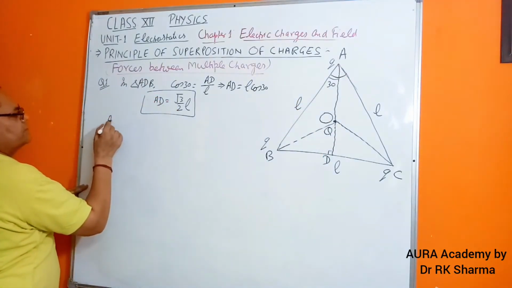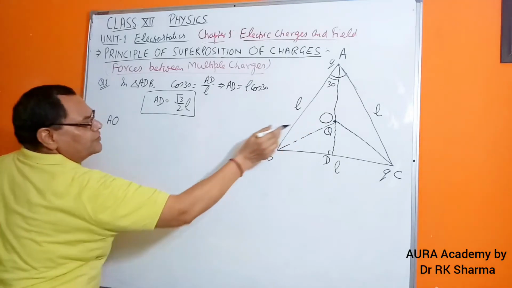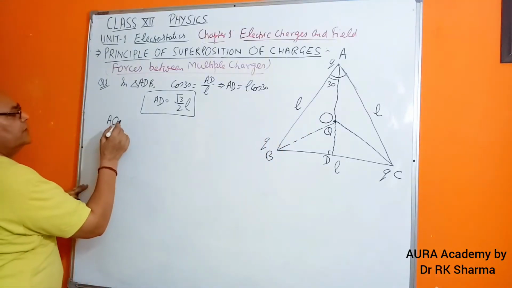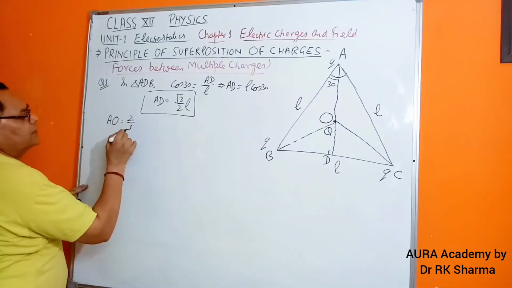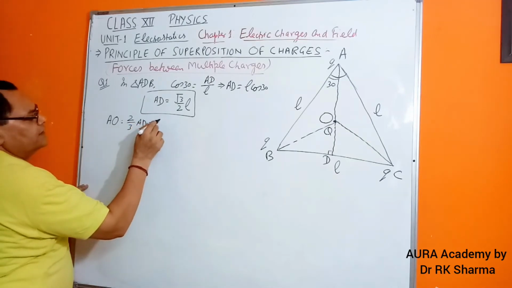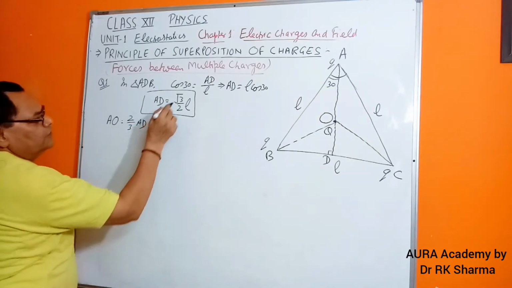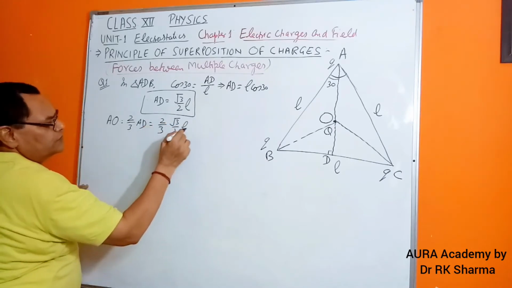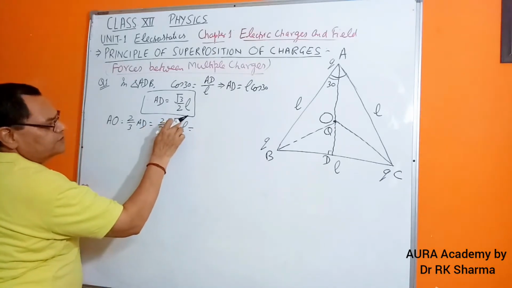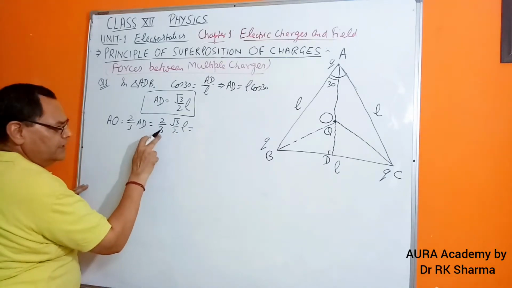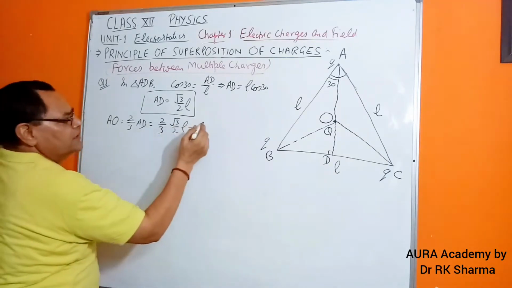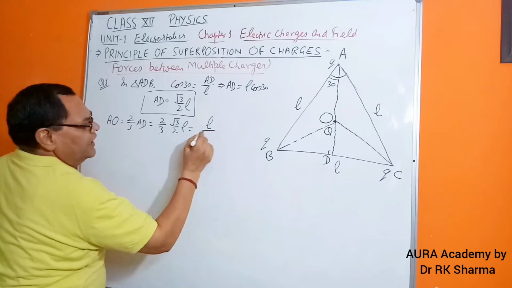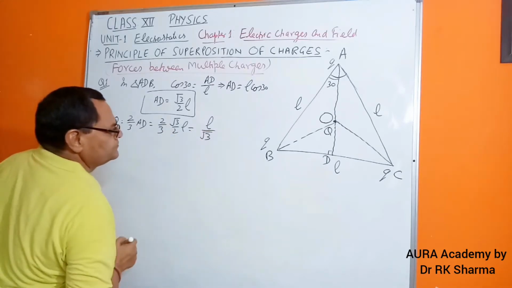So therefore you can simply say, because O is the center of the equilateral triangle, AO will be equal to 2/3 of AD, that is 2 by 3 of this distance, that is root 3 by 2 into L. So the 2 gets cancelled, and the 3 cancels against the root 3. So finally we will have L upon root 3.